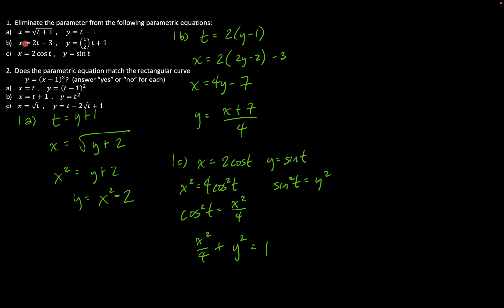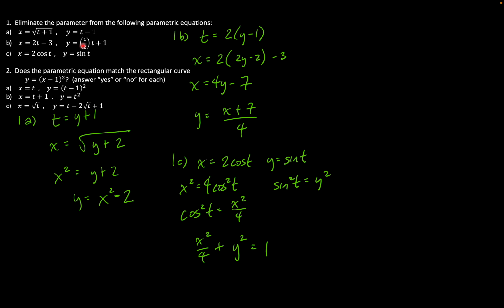In 1b, we had both of them linear equations, so it doesn't really matter. It's equally hard to express t from either one of them, equally easy in fact. So for example, if I write t from the equation for y as 2 times quantity y minus 1, then I can plug in t into the equation for x, simplify, express y on one side, everything else on the other, as y equals x plus 7 over 4. That's the rectangular equation where I eliminated the parameter.